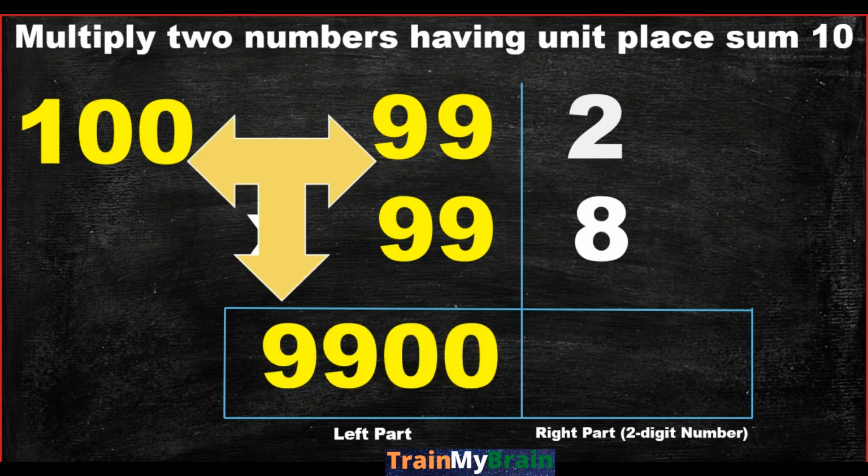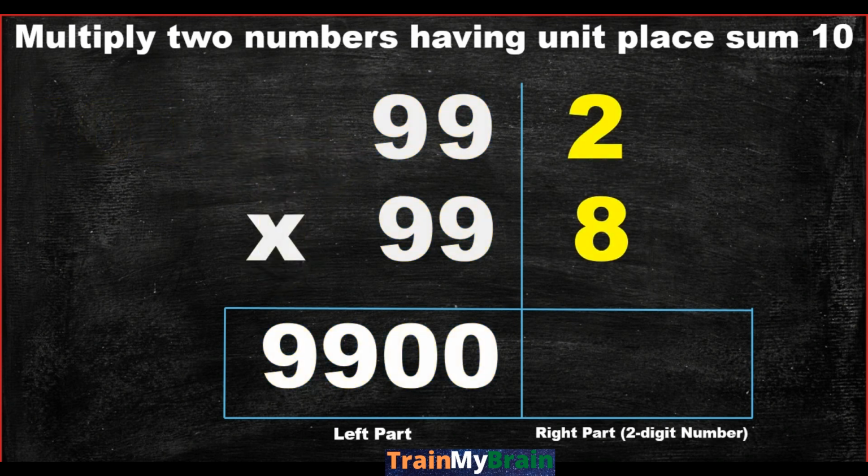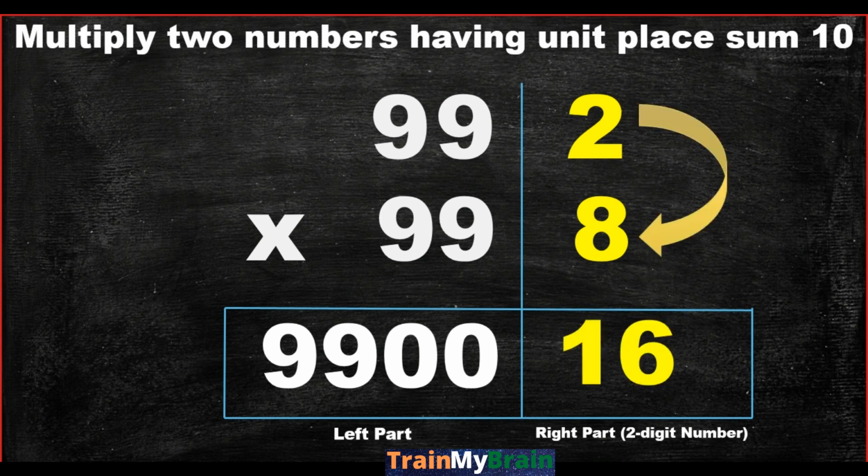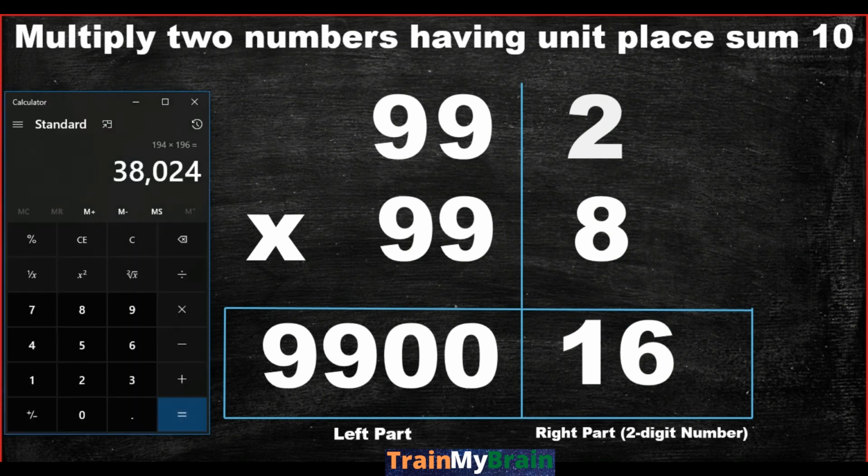For the left part you are done. Now for the right part, just multiply 2 with 8 and keep it on the right part. 2 into 8 will be 16 and we are keeping 16 here. Okay. So you can see here 992 into 998. The answer is correct.